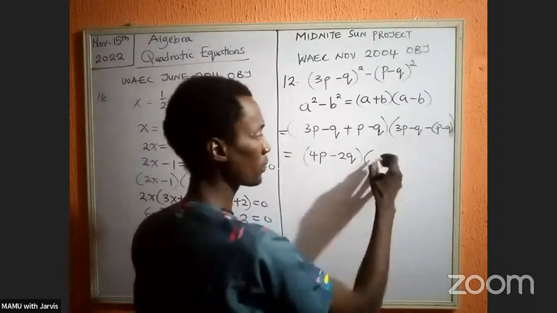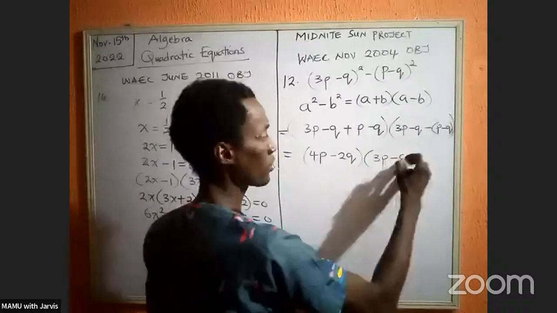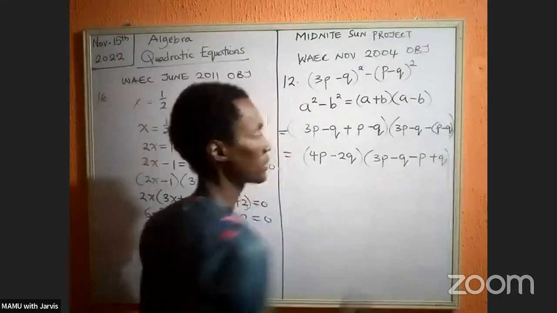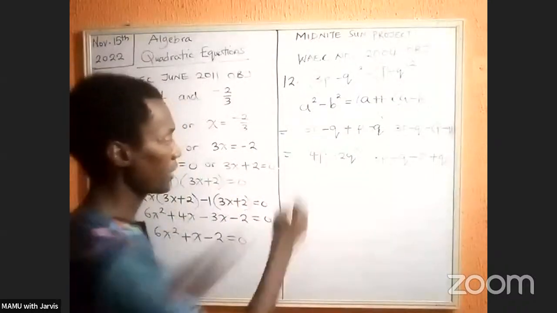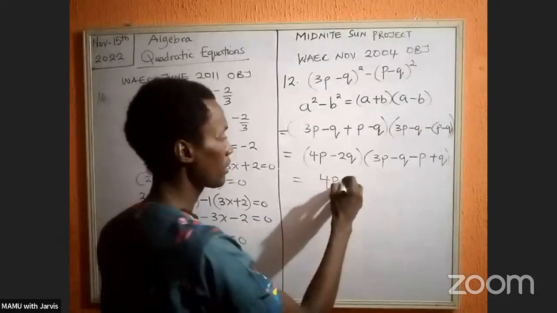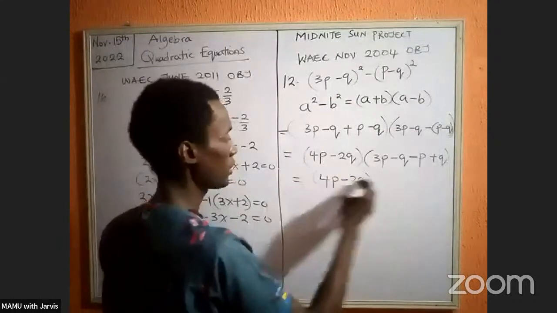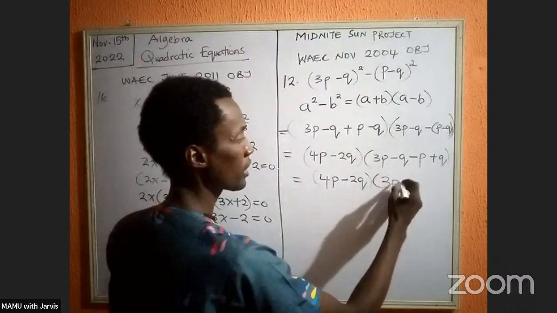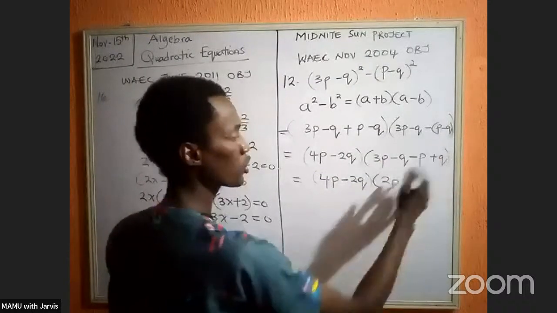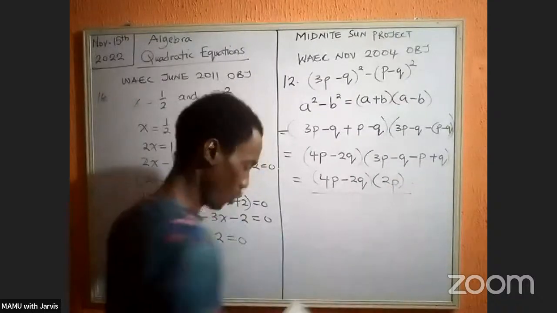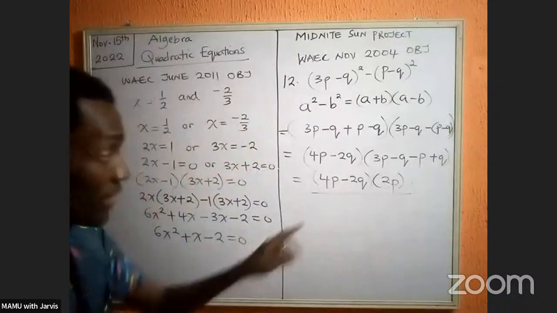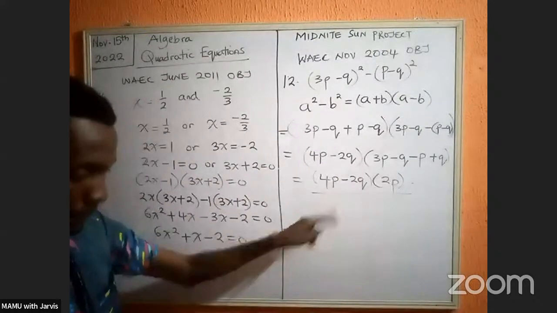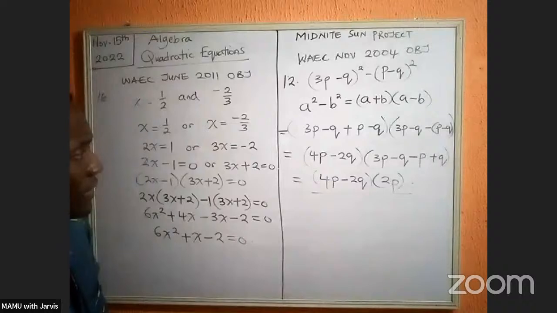I'll need to open this one up. This will give me 3p minus q minus p plus q. Is that okay? And this will now give me 4p minus 2q into what? 3p minus p will give me 2p, and negative q plus q will give me 0. So this will be my likely answer there, if I have done the right thing.